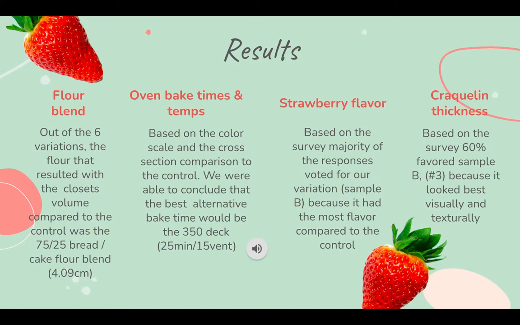Strawberry flavor. Based on the survey, the majority of the responses voted for our variation, sample B, because it had the most flavor compared to the control. Crackling thickness. Based on the survey, 60% favored sample B, which is sheeted to number 3, because it looked the best visually and it tasted the best texturally.